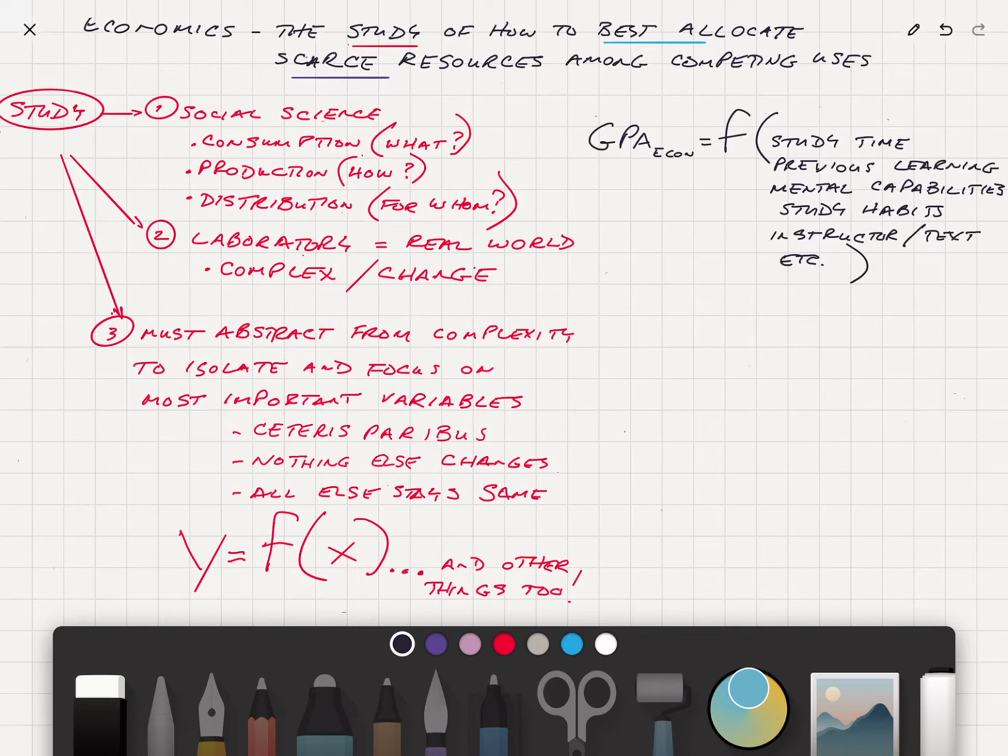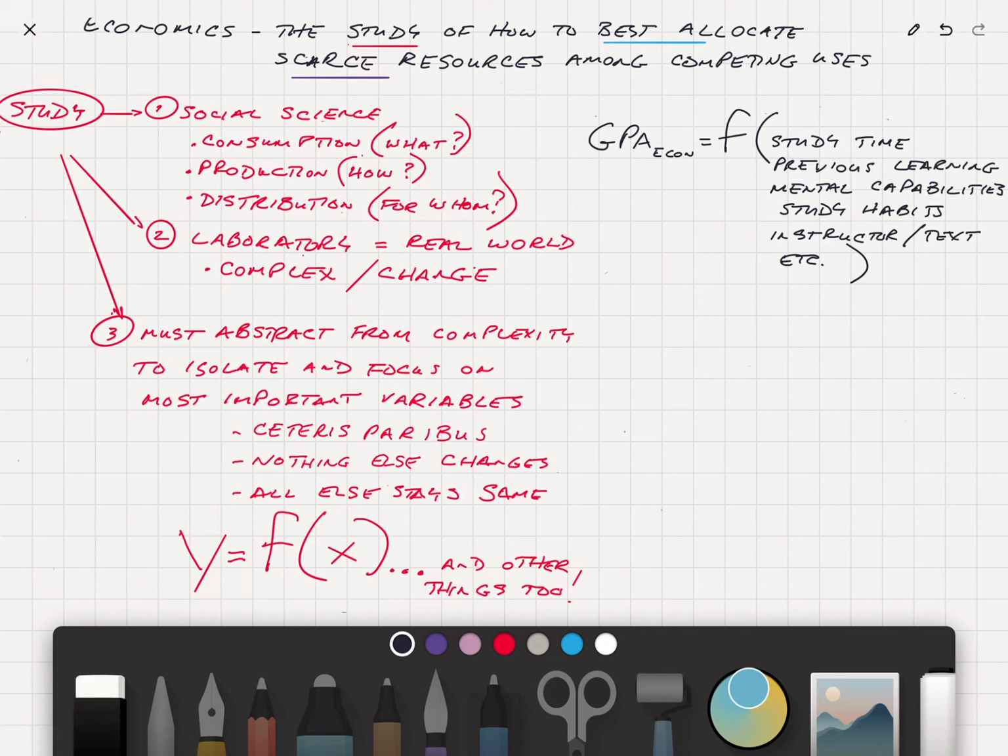Unlike a chemist who gets to do their experiments in a controlled environment, our laboratory is the real world. Notice what the real world is all about. It's complex, it's dynamic, change is the name of the game. So for an economist, we must abstract from the complexity of the real world so that we can get to two dimensions in our model.